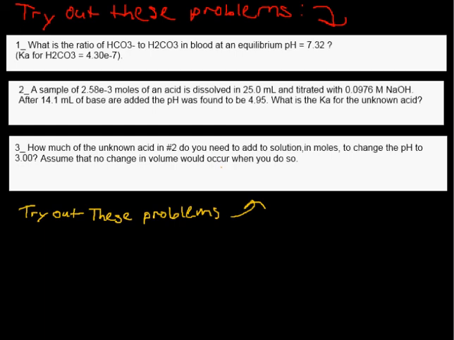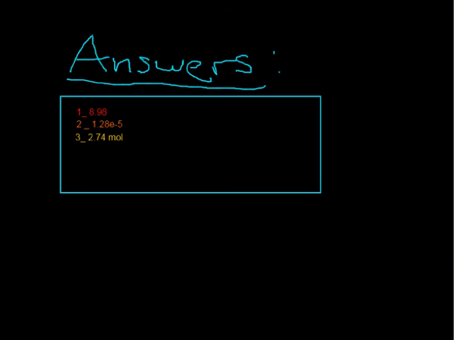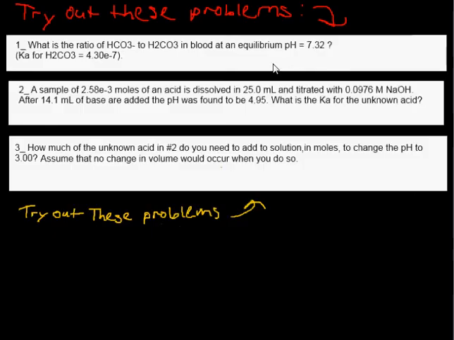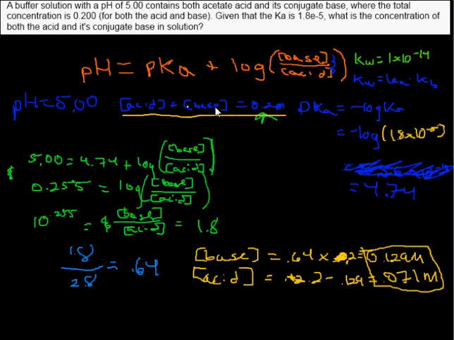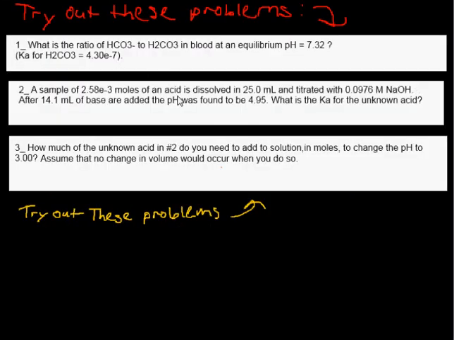And at this point, assuming that you unpaused the video, the answers to these: number 1, what's the ratio of this? 8.98. This is pretty easy. Like what we did here, we solve for the ratio, and that's basically the answer. It's just the ratio between these. This is the base, and this is the acid, so base over acid.